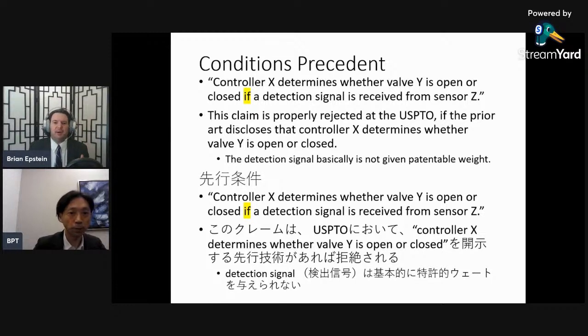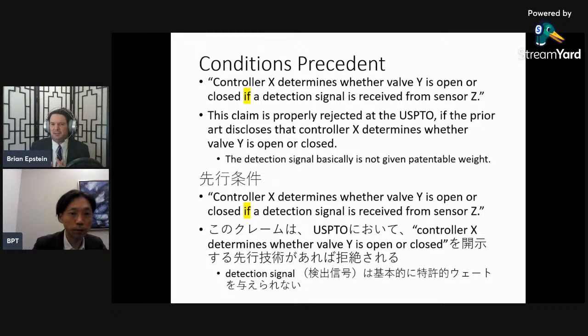However, if the prior art does not disclose that the detection signal is received from sensor Z, then the claim can still be anticipated by the controller X determination alone. We only have an issue if the detection signal is received. If there's no description of a detection signal, then the prior art is sufficient to anticipate the claim based only on that first portion, on the determination of the valve.